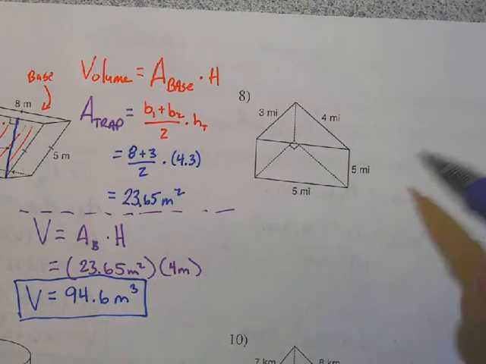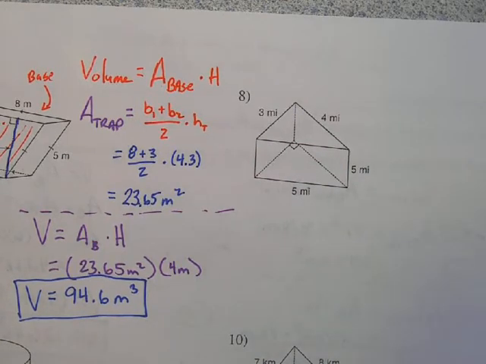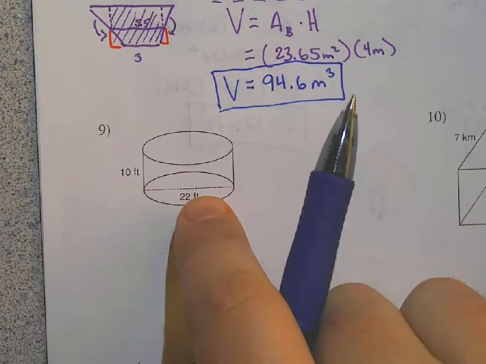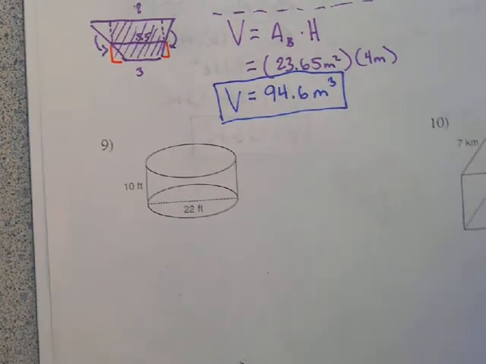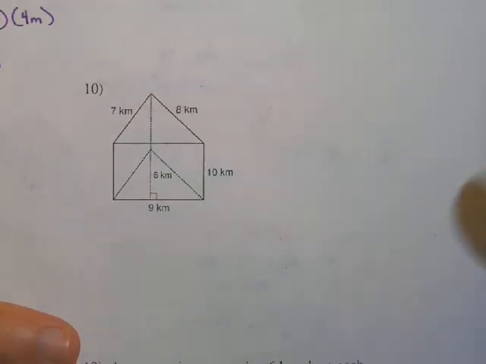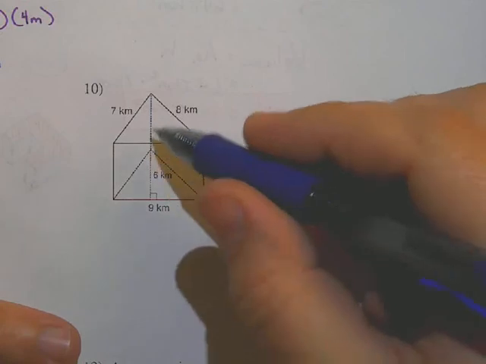All right, we did one of these just like this one on the front page, so I'm going to skip number 8 and let you work that. We also did a cylinder on the front page. This one gives you the diameter versus the radius, but I'm sure you guys can work that one without me. So let's look at number 10.